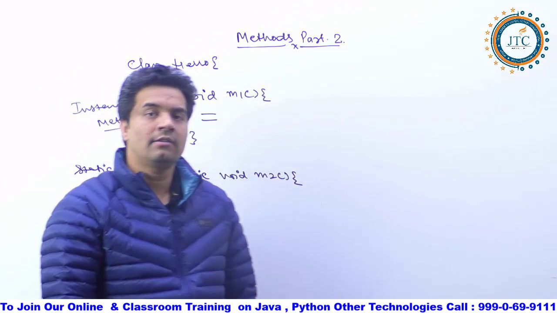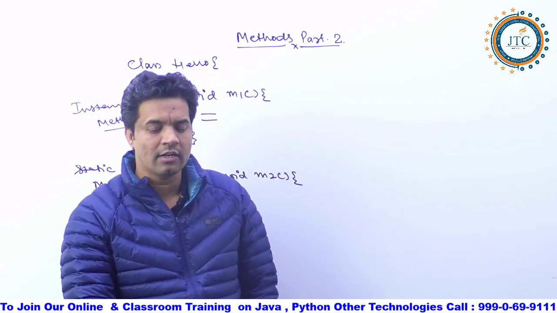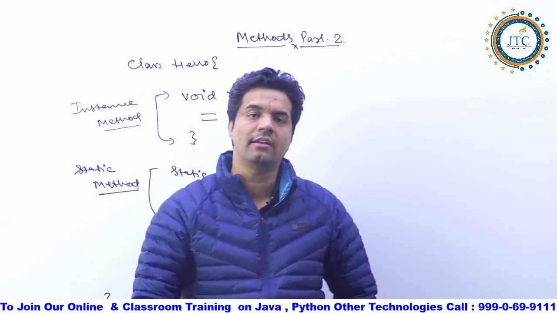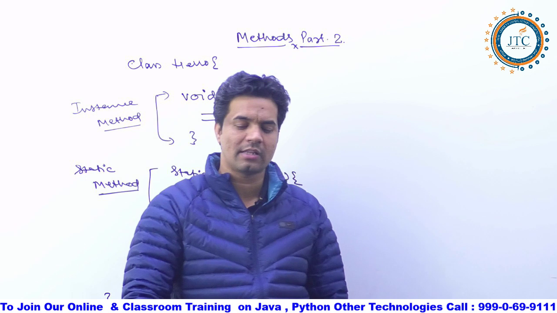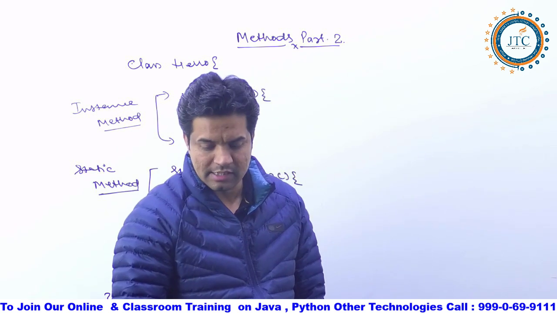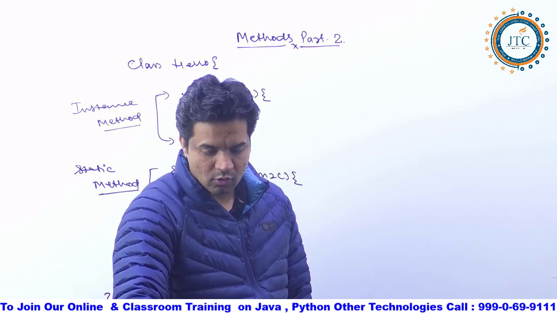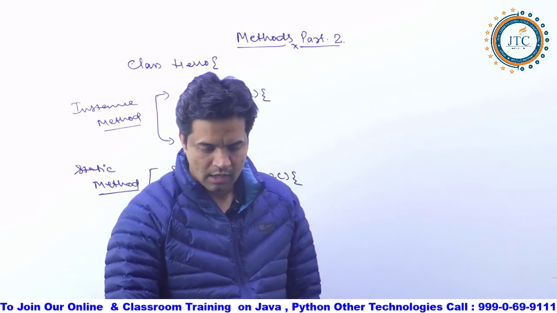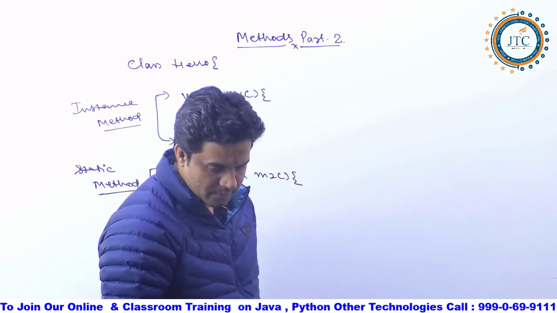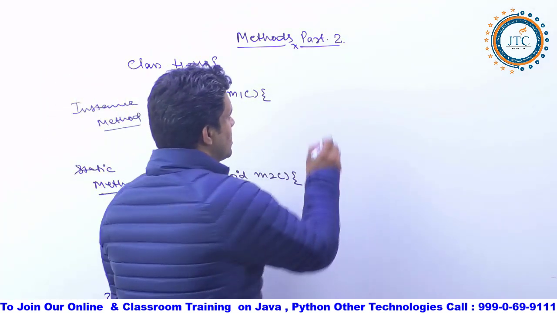So the first thing is that instance methods as well as static methods can be defined only and only directly inside the class. We cannot define an instance method or a static method inside any local context. We cannot write all these things inside any local context, anywhere else. Now at the same time, what are we going to do next?